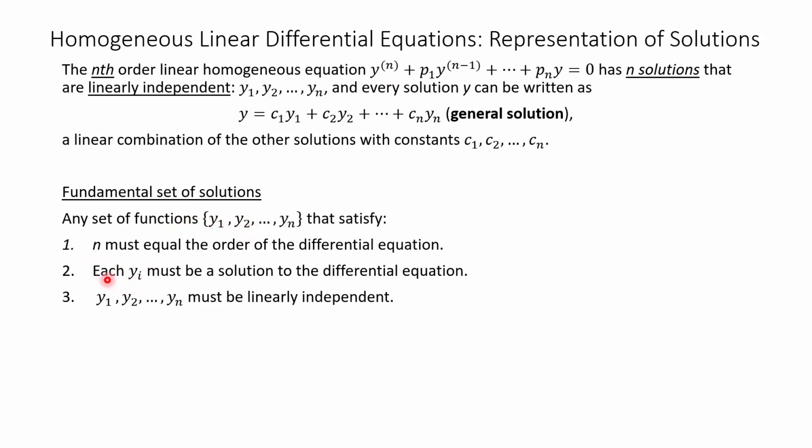Each of our solutions, so each y sub i, must be a solution to the differential equation. That one's kind of a given if we're calling it a solution set. And then y1, y2, and so on, must also be linearly independent. So with all of those 3 things satisfied, that gives us a solution set. And so all possible solutions can be constructed from this set.